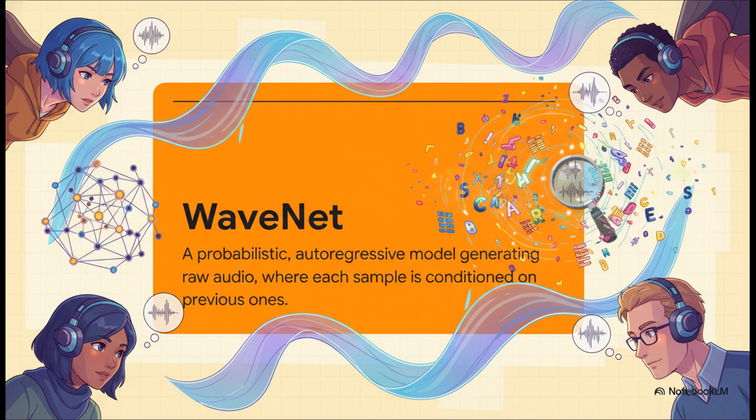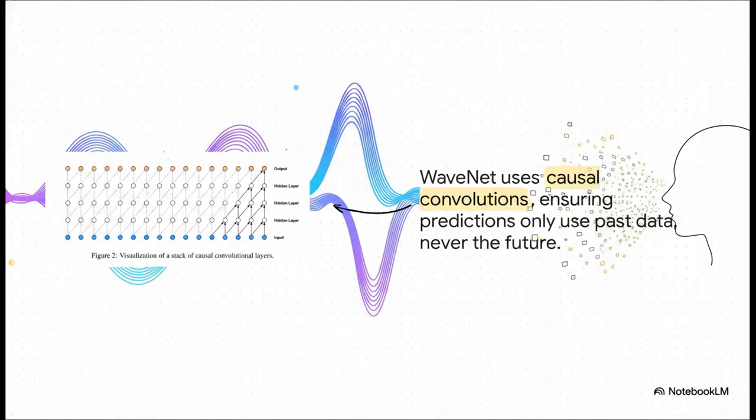It's almost exactly like how a text AI predicts the next word in a sentence, except this is happening thousands upon thousands of times every second. Pretty wild. The secret sauce here is something called a causal convolution. It's a fancy term for a simple rule. You can only use the past to predict the present. The network is strictly forbidden from peeking into the future of the audio stream. This is absolutely critical because that's how we speak, right? This forces the model to generate sound in a natural, moment-to-moment way.